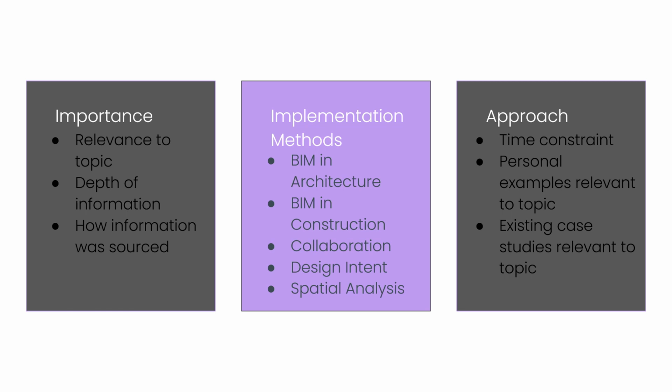We chose to research 5 areas regarding BIM implementation methods. These included BIM in regards to architecture, BIM in regards to construction, how BIM can be implemented to increase coordination and collaboration, how BIM can be implemented to facilitate design intent, and how BIM can be utilized for better spatial analysis. When creating our approach for our literature review, we had to consider the time frame available for the project, and then structure out our research accordingly. In addition, we analyzed personal examples of BIM implementation from our own projects, and we researched existing case studies relevant to the topic.